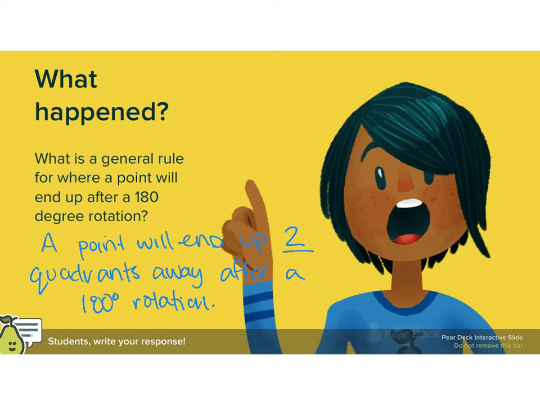This is why the direction doesn't matter, because if you go clockwise or counterclockwise, you're going to end up in the exact same place because you're moving half of the quadrant. So the direction doesn't matter. You can choose to go either way. Your answer will still be the same as someone who went the other way.